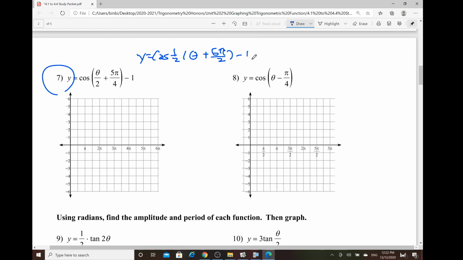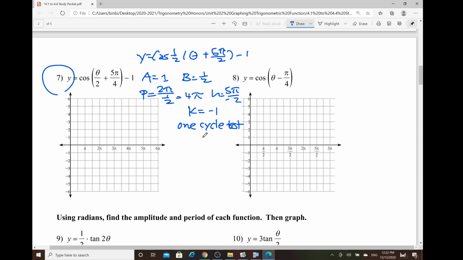And then minus 1. Again, identifying the elements, the value of a, if that's not shown, the coefficient here, it's 1. The value of b, it's 1/2. So that means the period, 2 pi over 1/2, and that would be 4 pi. And the value of h, 5 pi over 2, it's negative. And then the value of k, it's -1. And then you want to do the one cycle test. For cosine, it's always from 0 to 2 pi.